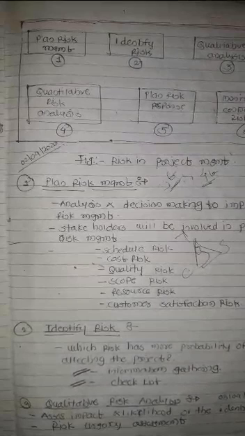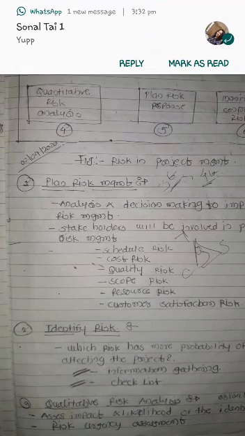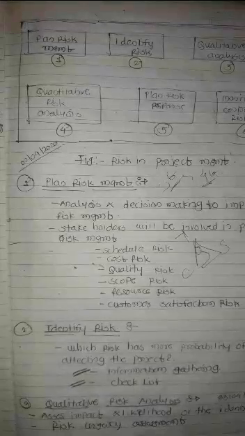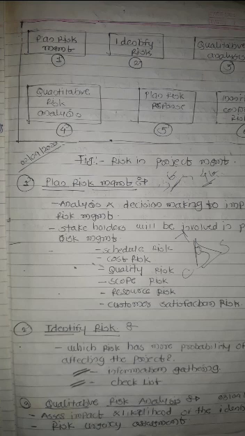Next is identification of risk. Here, we look at which risk has more probability of affecting the project. These are the concerns to be discussed by the project leader. Two things are considered here: information gathering and checklist. The risk register is also considered for identification of risk.